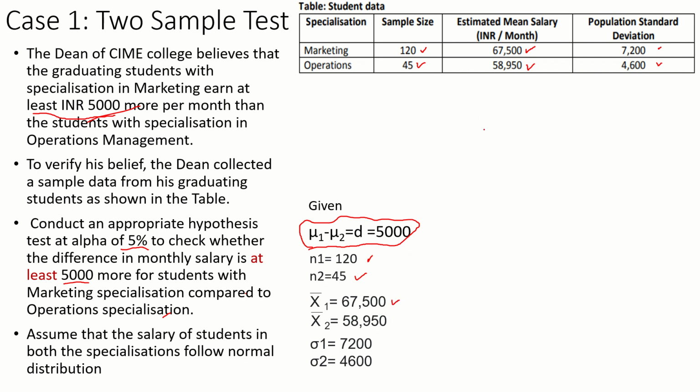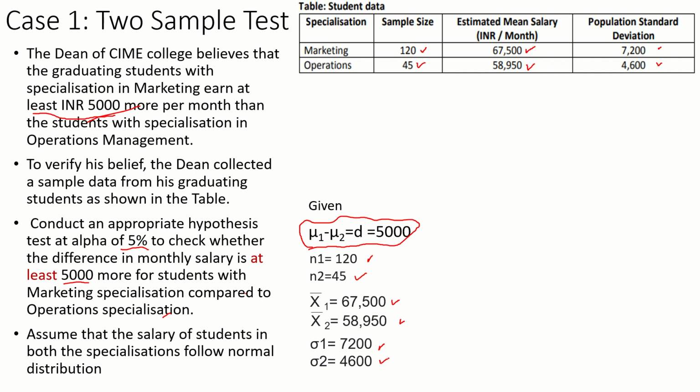The sample means are 67,500 and 58,905. We have also got sigma, the population standard deviation, denoted by the symbol sigma. Sigma 1 is 7,200, and sigma 2 is 4,600.